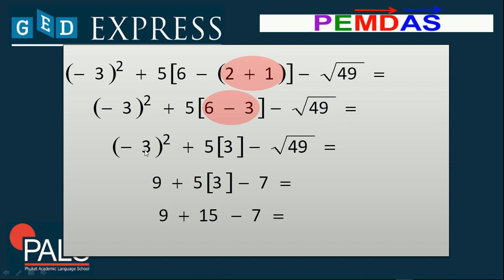In this case, we also simplify our exponent. So negative 3 raised to 2 will give you positive 9.